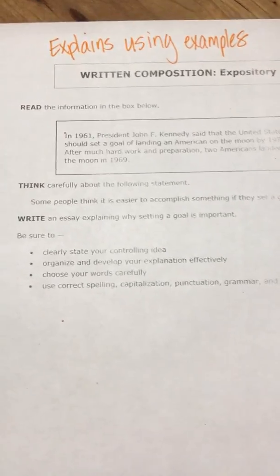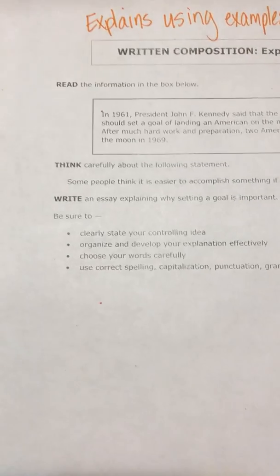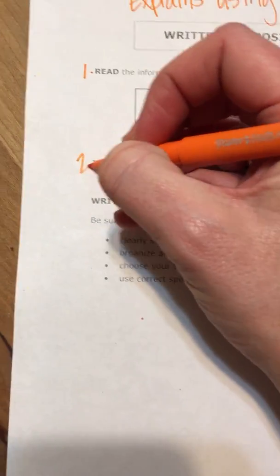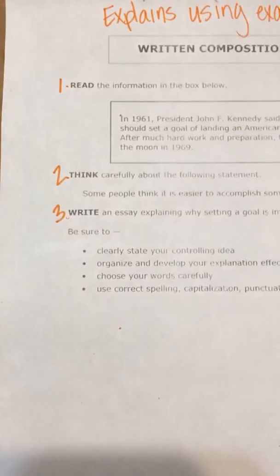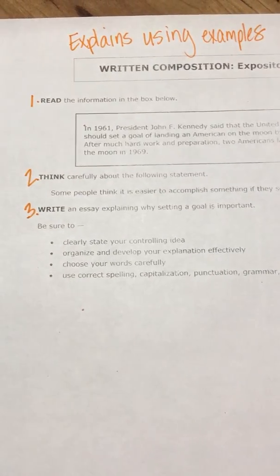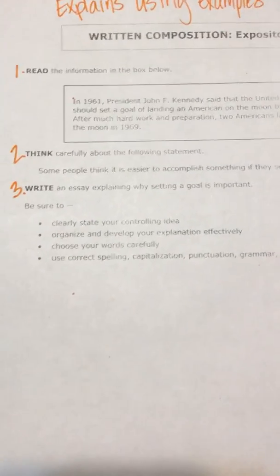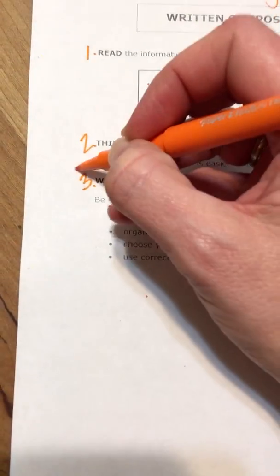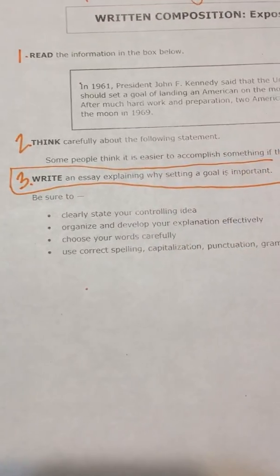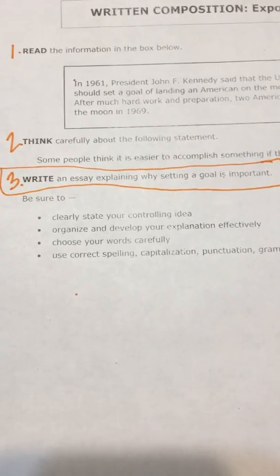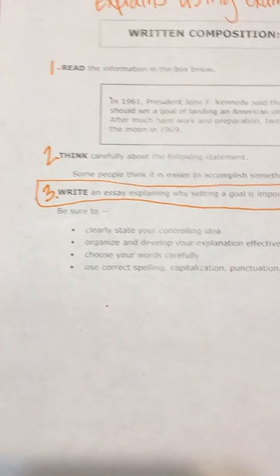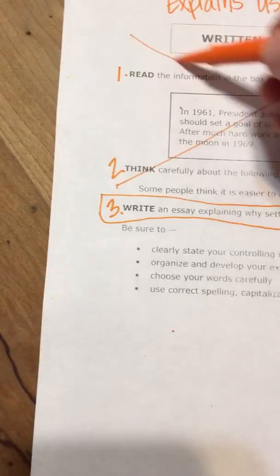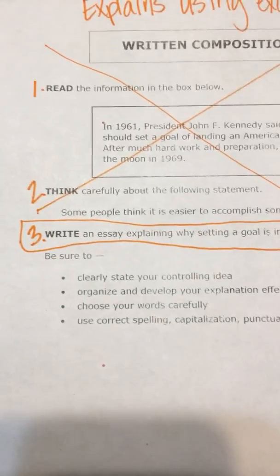But how do I get there? How do I get from this page to an entire essay in about an hour and a half? So here's what I'm going to do. First of all, I'm going to number the things that I need to do on this page. Read, think, and I need to write. But then I'm going to recognize, even before I do anything, that the most important part of this paper is right here. My write statement. The most important part. I can cross everything else off and I don't have to worry about it, okay?